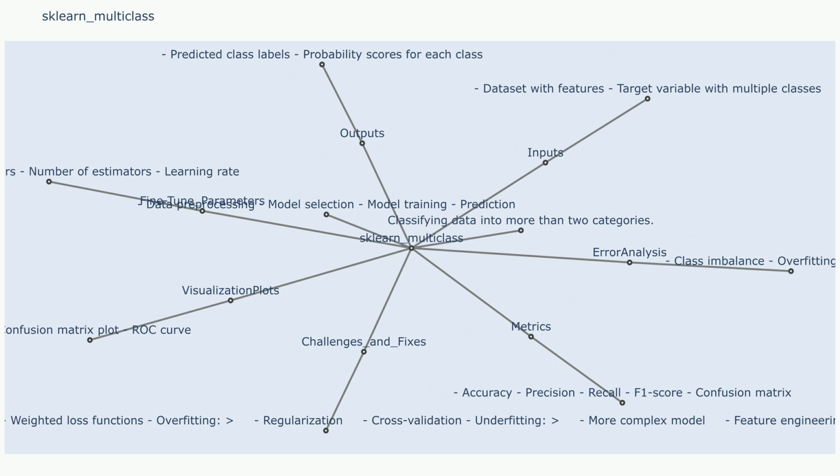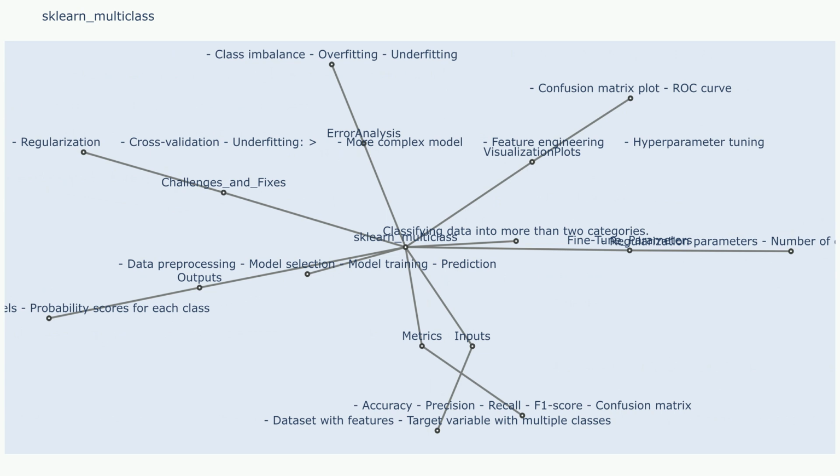Model selection: there are various multiclass classification algorithms available in scikit-learn, each with its own strengths and weaknesses. Examples include logistic regression, support vector machines (SVM), decision trees, random forests, naive Bayes, and more. Choosing the right model depends on the nature of the data, the desired performance, and computational resources.